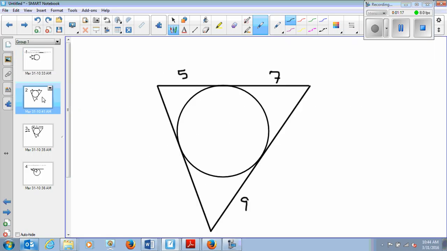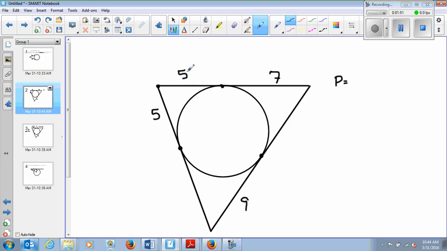Let's look at an example here. So they've given us some tangent lines. These are all tangent lines. You see that line only touches there, that line only touches there, and that one touches right there. What they want us to figure out is the perimeter of this shape. So we just learned that from where tangent lines intersect to where they touch the circle are going to be exactly the same. So if this is 5, then this has to be 5. They must be the same.